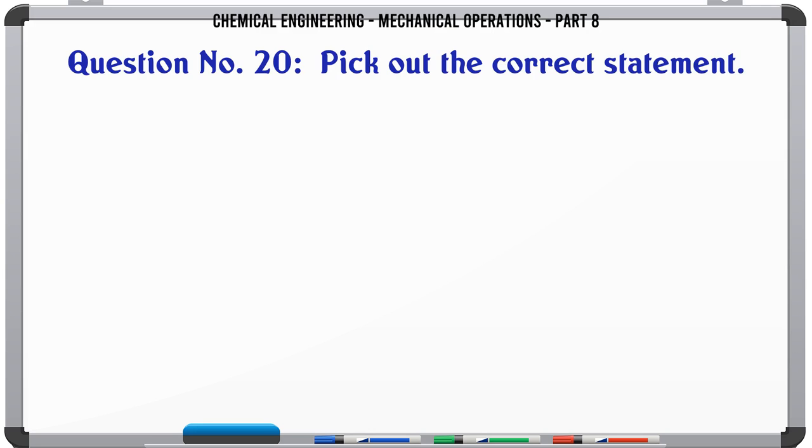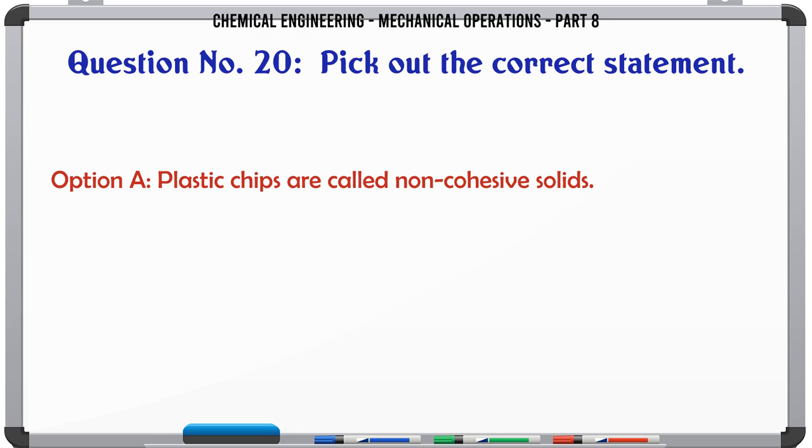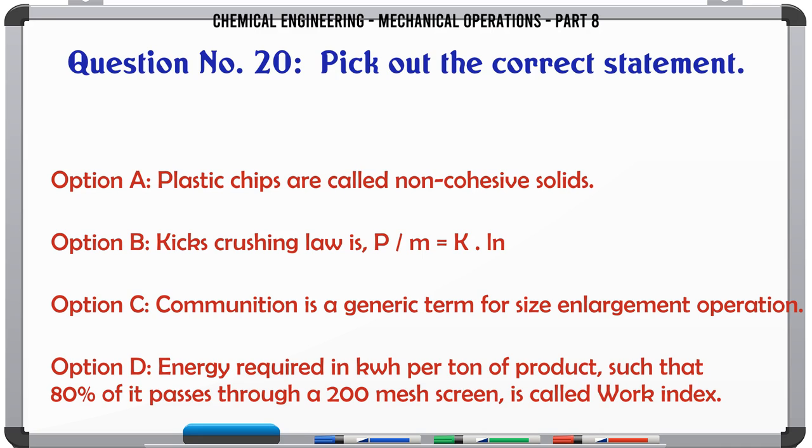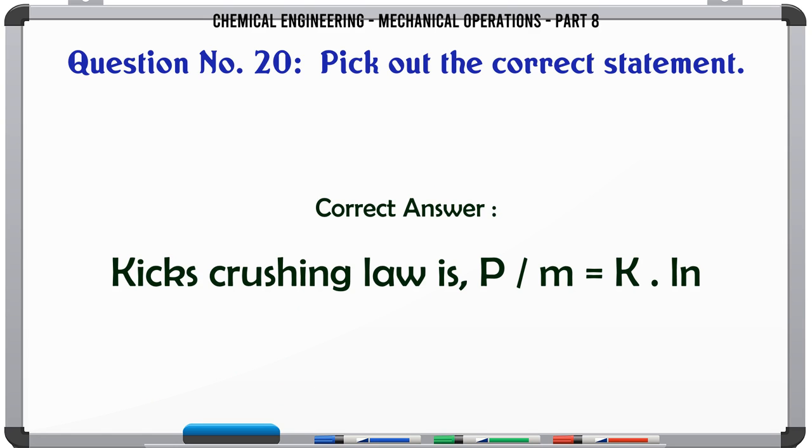Pick out the correct statement. A. Plastic chips are called non-cohesive solids. B. Kick's crushing law is P = K ln. C. Comminution is a generic term for size enlargement operation. D. Energy required in kWh per ton of product such that 80% of it passes through a 200 mesh screen is called work index. The correct answer is Kick's crushing law.